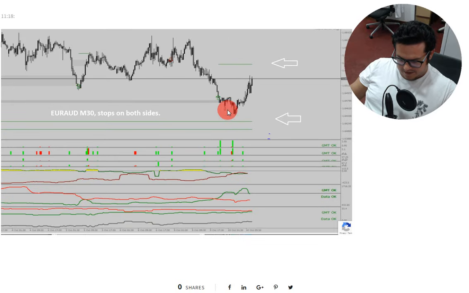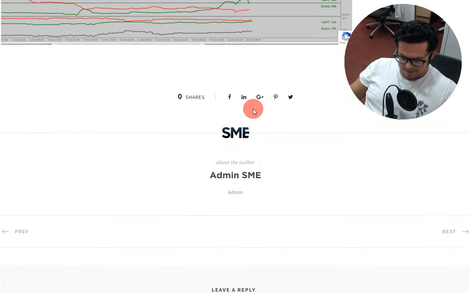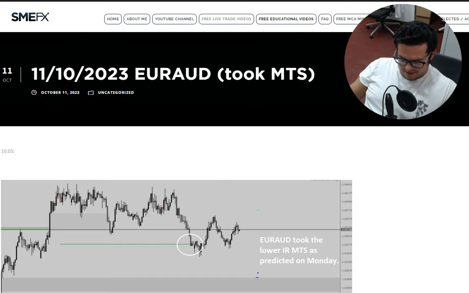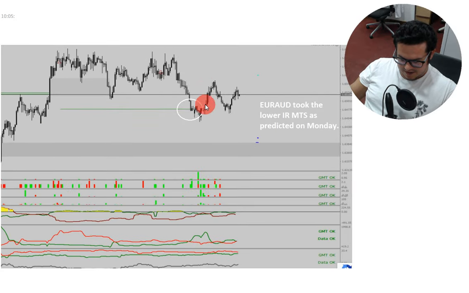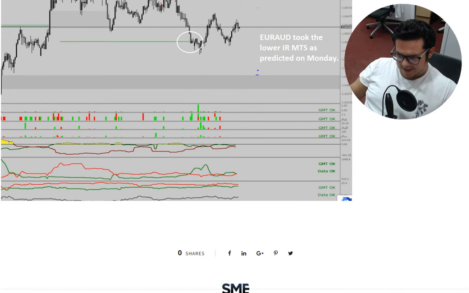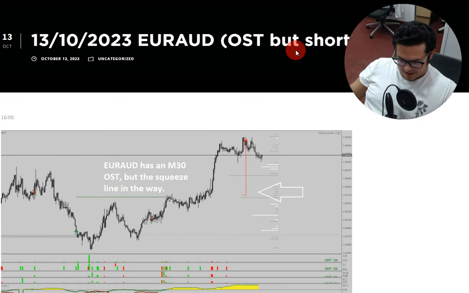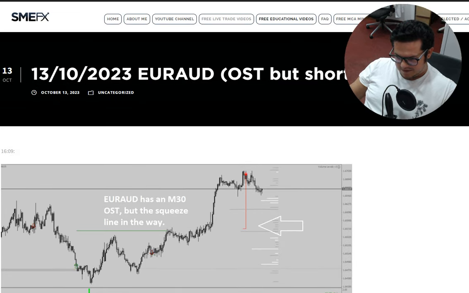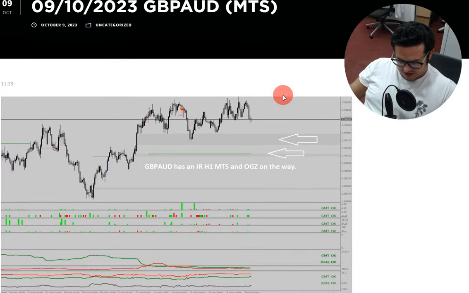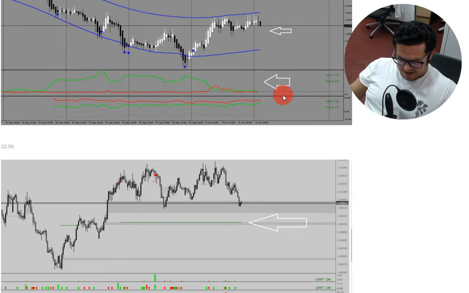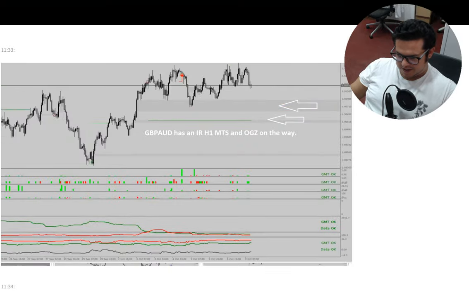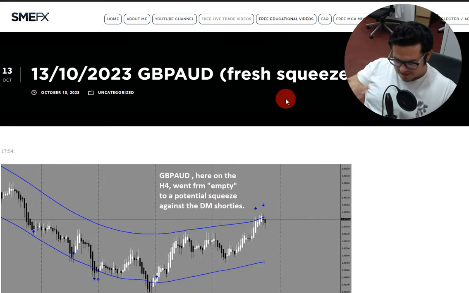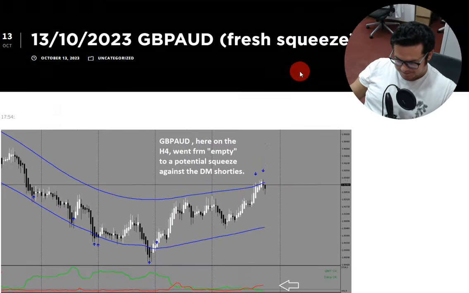This was like tricky, the pullback towards the upper MTS, but the theme is clear. It's going down, taking the lower one. Okay. Euro Aussie has an option strike target now, but also short is in the way. It's a bit complex for more advanced traders. Pound Aussie had an MTS below the price, and for our energies also came down as predicted. Easy trade. So that was rather an easy week. Okay.